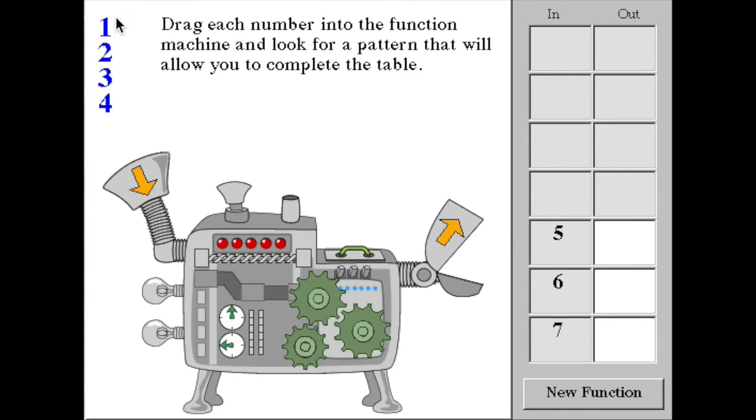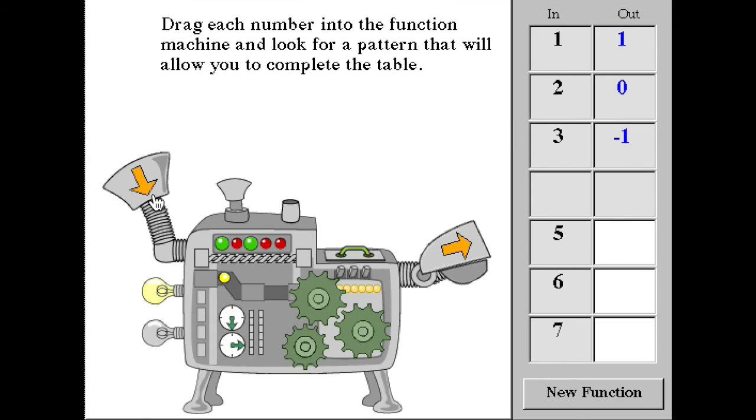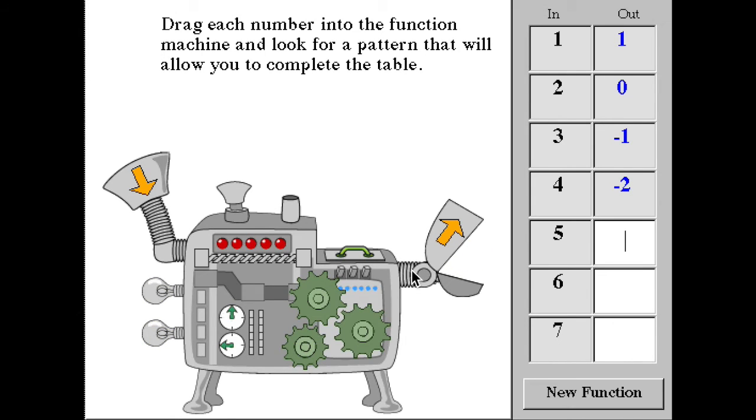Okay, so for example, if I were to drag in the 1, it goes in, the machine does very particular things to it, and in this case, it outputs a 1. All right, now, if I drag in a 2, it's a different number, but what the machine does will be the same as before. Now, in this case, what happened to 2 is it became a 0. Let's try 3. Pop it in, machine does its thing, spits out a -1. Pop in a 4, we get a -2.